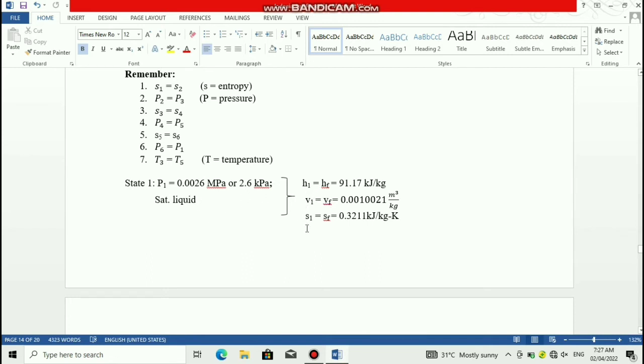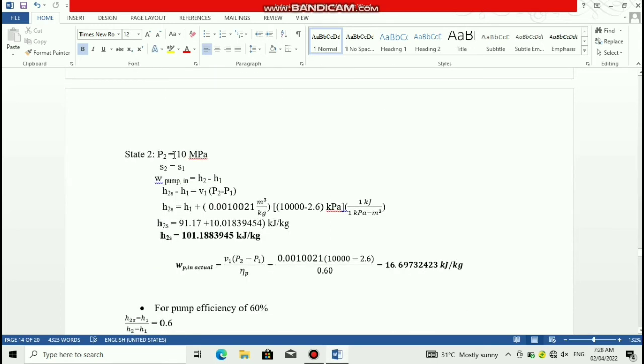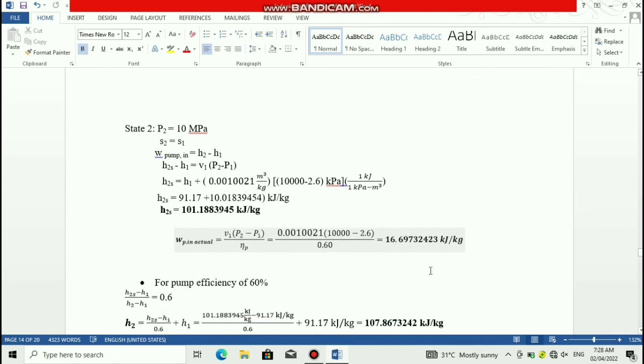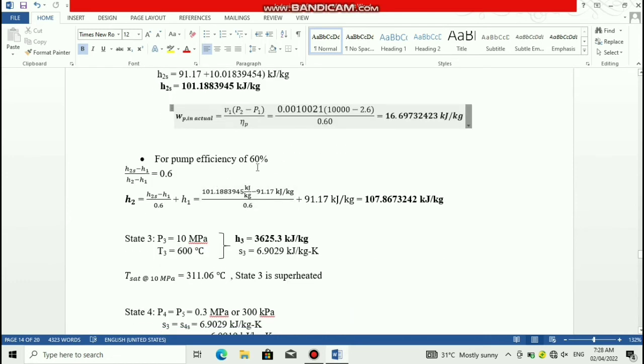At state 2, pressure P2 is 10 MPa and S2 equals S1. So we can get the H2S, which is 101.1883945 kilojoules per kilogram. Then we can get the actual work of the pump, which is 16.69732423 kilojoules per kilogram. So using the formula for pump efficiency of 60%, H2S minus H1 over H2 minus H1 equals 0.6, we can get H2 as 107.8673242 kilojoules per kilogram. At state 3, pressure P3 equals 10 MPa at 600 degrees Celsius.